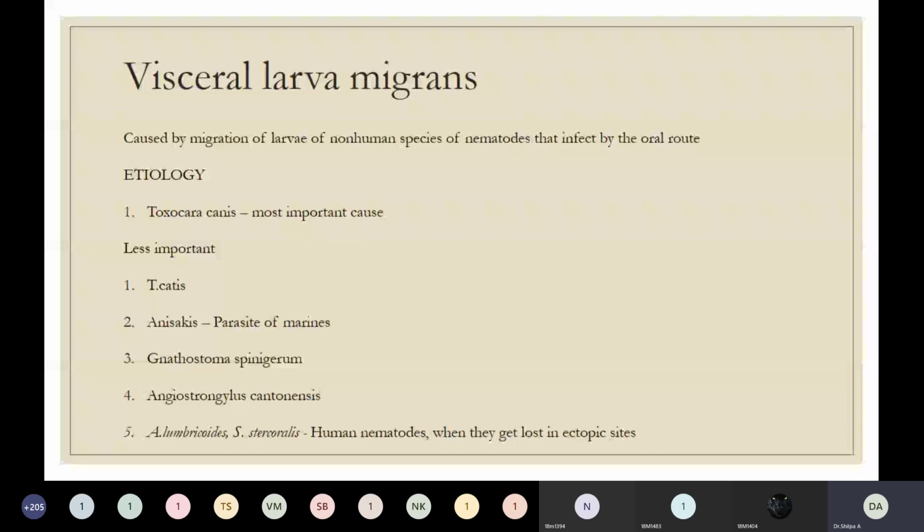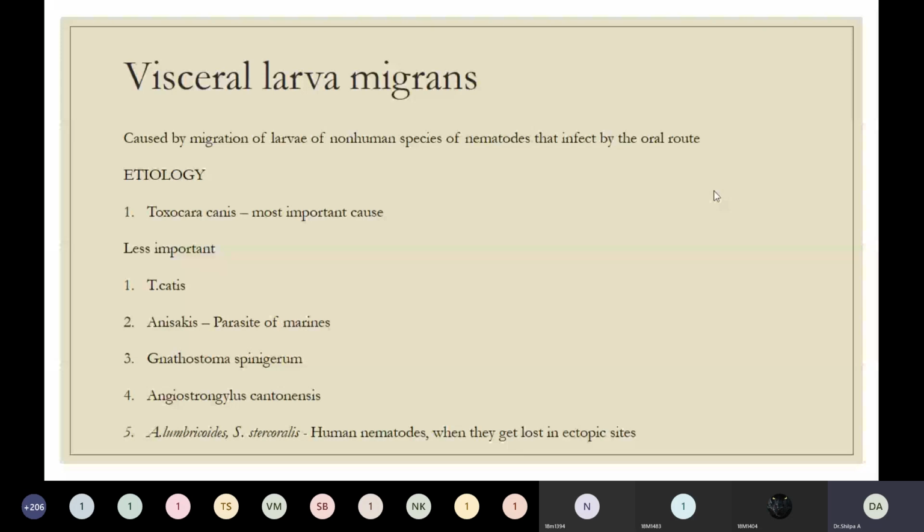In Toxocara cati, it is cats. Now the other less important one would be Anisakis, a parasite of marine species, Gnathostoma spinigerum, Angiostrongylus cantonensis. Okay, these are the different non-human species. Whereas there are some human nematodes also, like Ancylostoma, Ascaris lumbricoides, and Strongyloides stercoralis. These are the two human nematodes which sometimes get lost into ectopic sites.